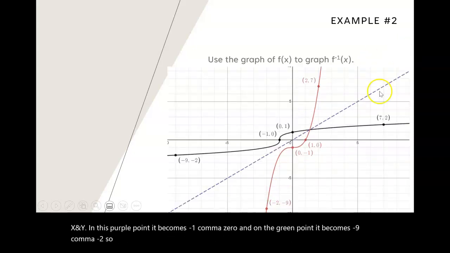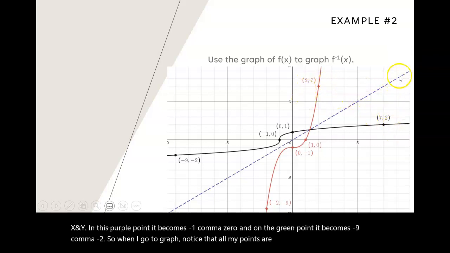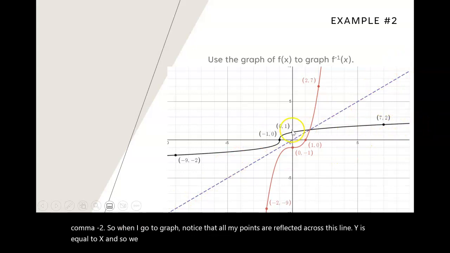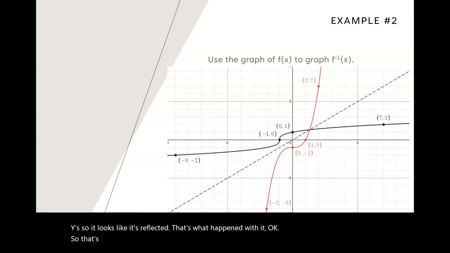So when I go to graph, notice that all my points are reflected across this line y is equal to x. And so we get our inverse right here in black because I've switched all my x's and my y's. So it looks like it's reflected. That's what happened with it. Okay, so that's another idea to keep in mind with our inverses.